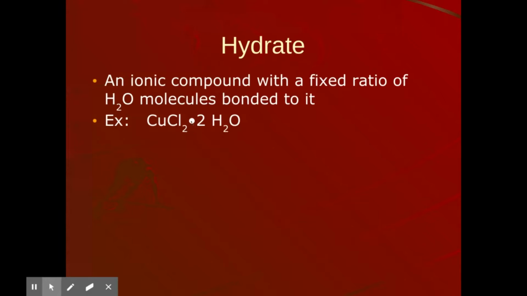They use this little dot between the ionic formula and the amount of water, but they're chemically bonded in there. It's a fixed amount of water that's chemically bonded in with it. And the way you would name it is you would name it copper 2 chloride, because that's the name of CuCl2. And then since there are two waters, you call it di, the prefix for 2, hydrate.